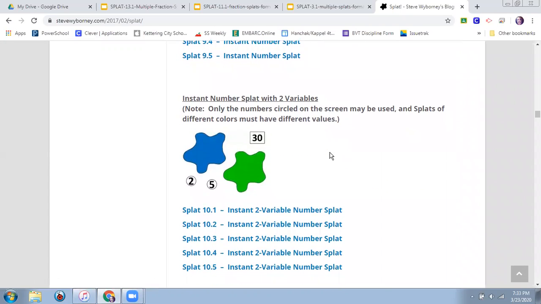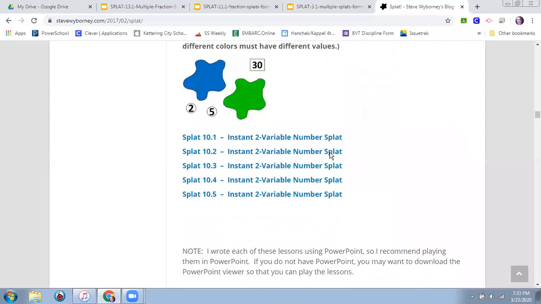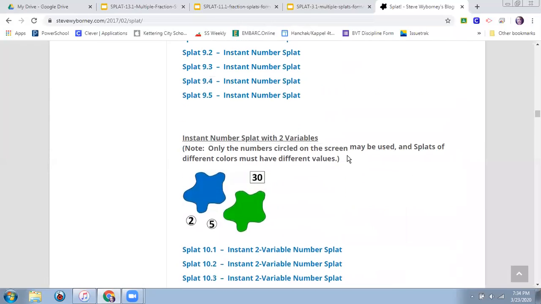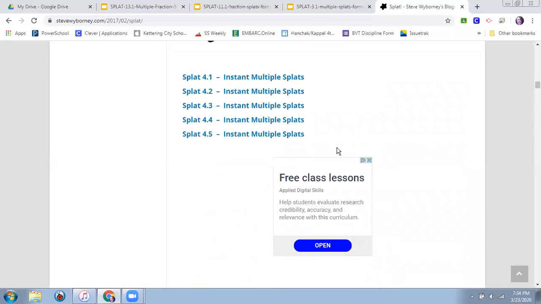So 2 different values on my holes and 2 different color Splats. Those really get us thinking algebraically. And then there are some fraction ones. So we're going to hit a few of these right now.